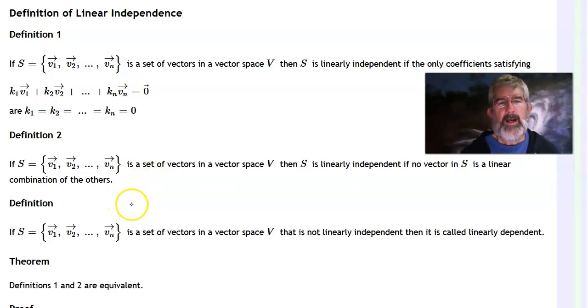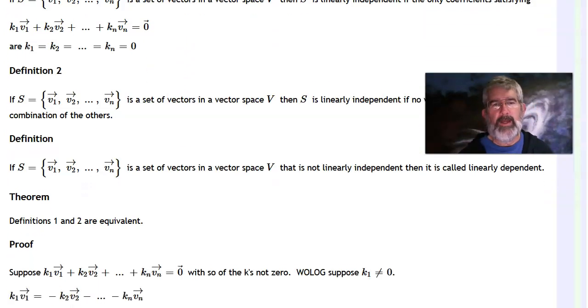Okay. Before we do the proof of that, let me just say that if S is a set of vectors, same setup here, if it is not linearly independent, then we would call it linearly dependent. So if you have a set of vectors, it's either going to be independent or dependent. Okay. Now, the theorem here is that definitions 1 and 2 are equivalent. That is, if you know one is true, then the other is true. If you know the other is true, then the first is true. Okay. And we will give a proof of that.